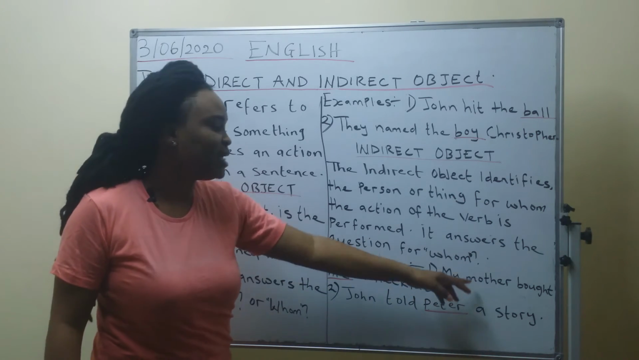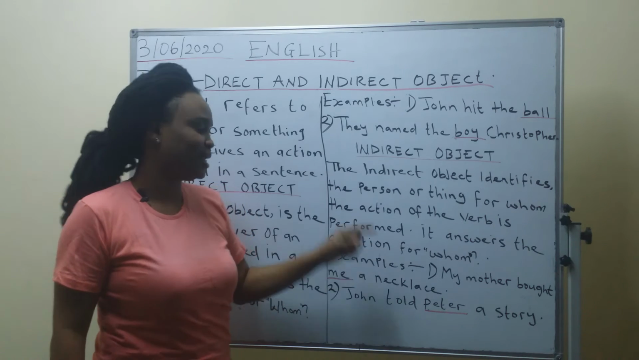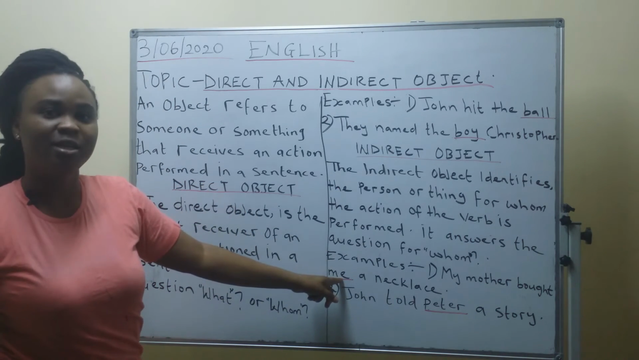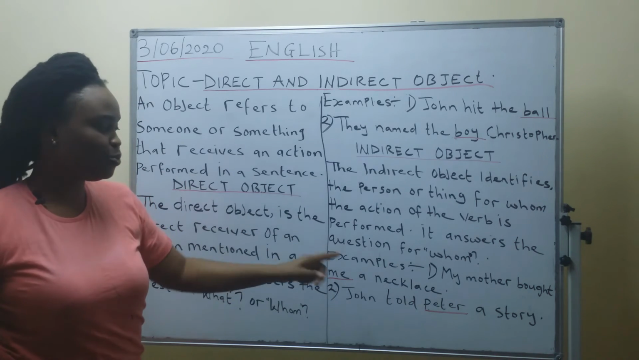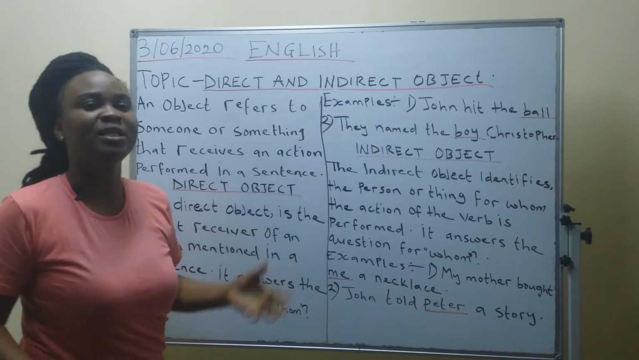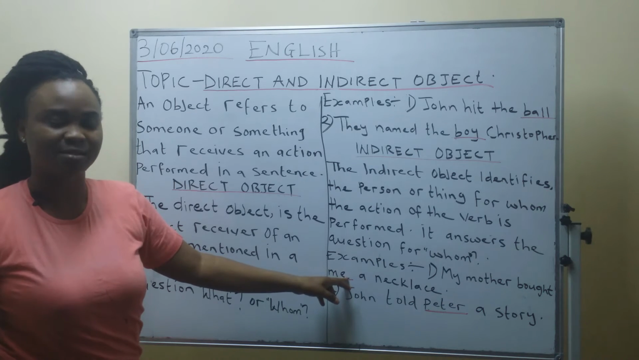So now, my mother bought me a necklace. If you watch it, who did the mother buy the necklace for? Me. So the pronoun me here is the indirect object. Whom did they buy the necklace for? Me. As simple as that.